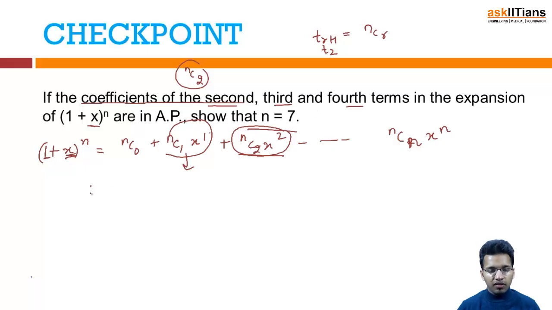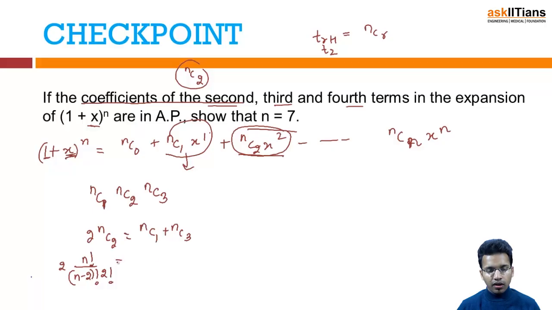Second, third and fourth. So basically we are going to equate the coefficients. The second is nC1, the third one is nC2, and the fourth one is nC3. Now these are in AP, so obviously twice the middle one will be equal to nC1 plus nC3. Now just solve these. This gives me n factorial over (n minus 2) factorial into 2 factorial, twice, equals n factorial over 1 factorial (n minus 1) factorial, plus n factorial over (n minus 3) factorial, 3 factorial.